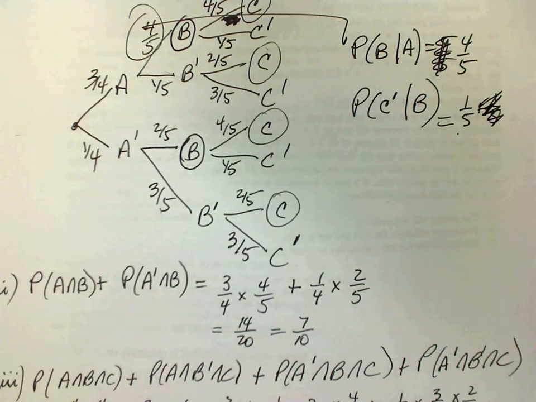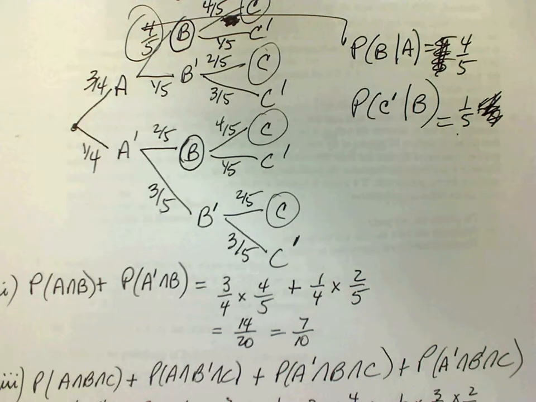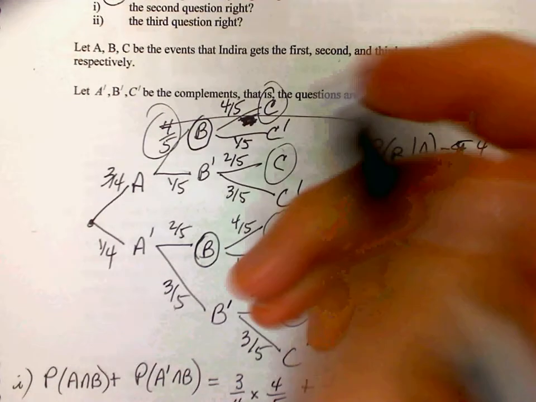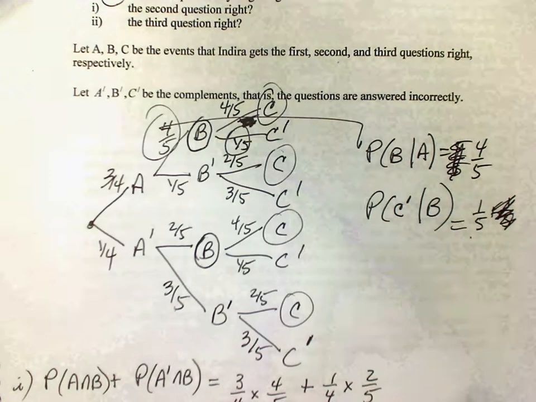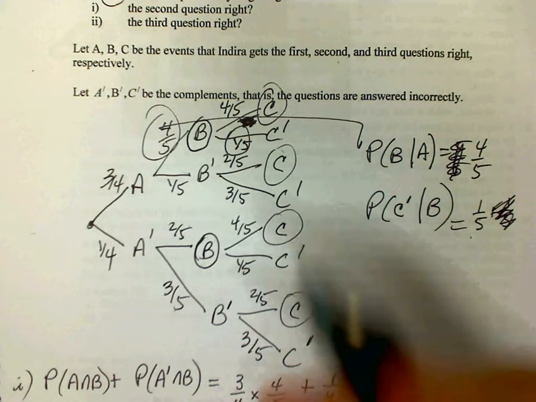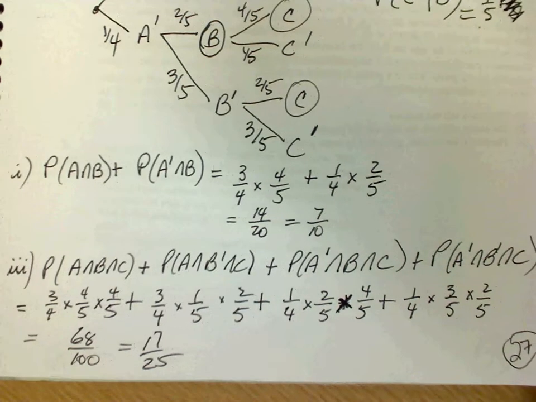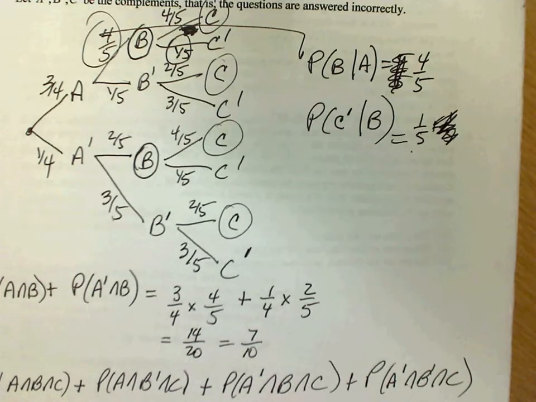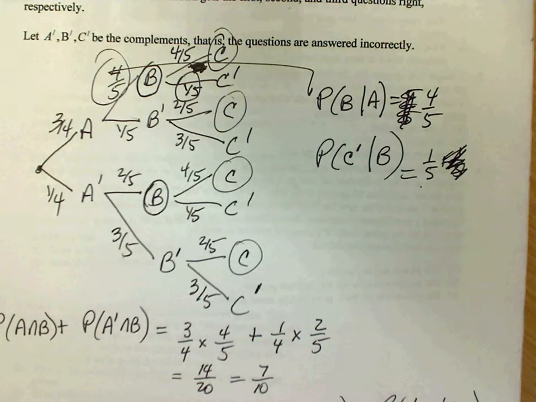But because there are different ways that B can be right, we need to add up. Wait, so it's not 2 over 5? No. This is the probability C is wrong given B is right. That never changes. C depends on whether B is right or wrong, but B depends on A. C doesn't directly depend on A. C depends on B and B depends on A. Good.